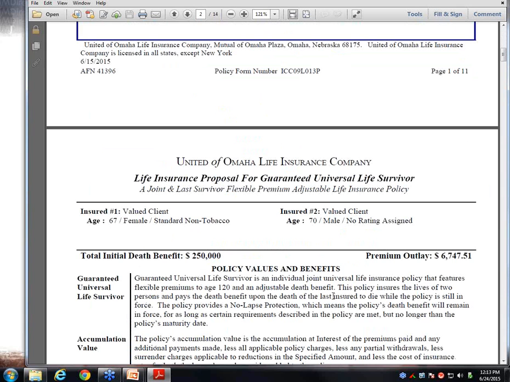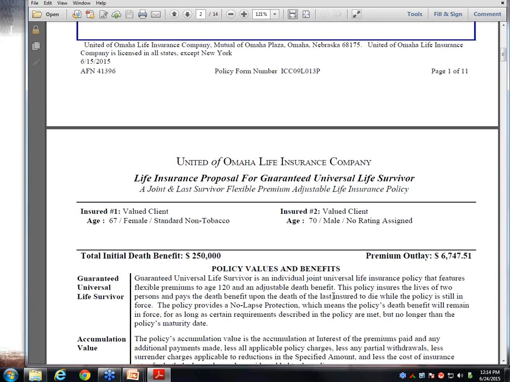So this case study that we're using here, and this is actually one that I've seen quite a few times come across our desk: 67 female, standard non-tobacco, fairly decent health, maybe the same age of client that was in that first proposal that I showed you. However, she has a husband, 70-year-old male. Let's say he has current or active cancer. Okay, most of the time, when you run into that scenario, as we know, life insurance is almost impossible to buy.